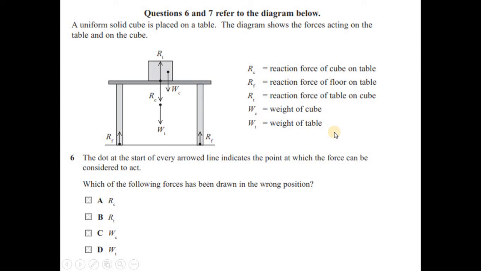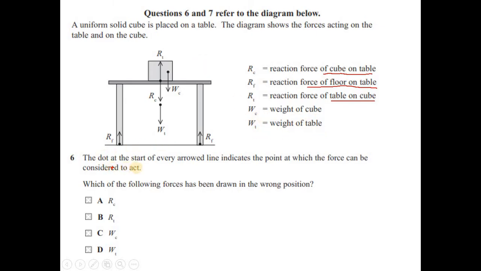Question number 6 and 7 refer to the diagram below. A uniform solid cube is placed on a table. The diagram shows the forces acting on the table and on the cube. There are various forces: RT, WC, RC, WT, RF. RC is the reaction force of the cube on the table, RF is the force of the floor on the table, RT is the reaction force of the table on the cube, WC is the weight of the cube, and WT is the weight of the table.